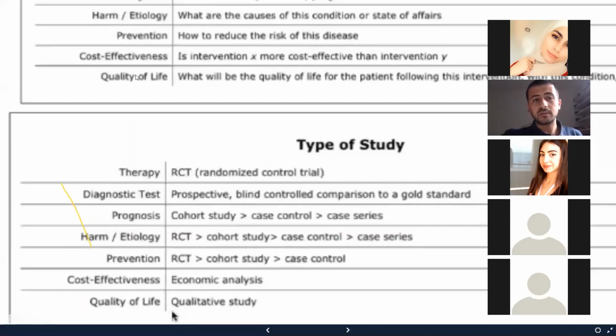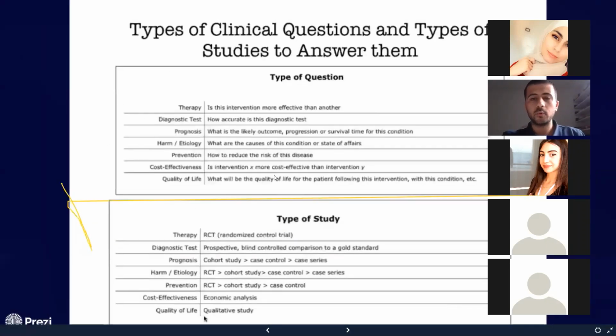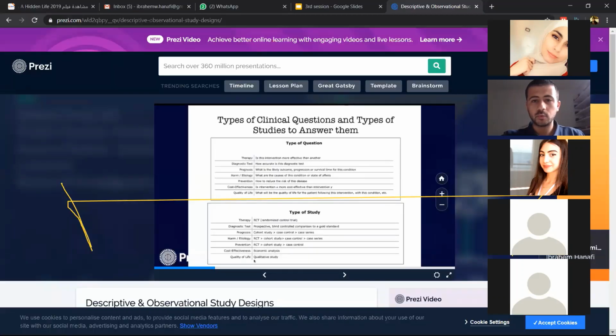So for the cost effectiveness and quality of life, I will not go through them because they are so rare, and I don't think we will plan to do anything.